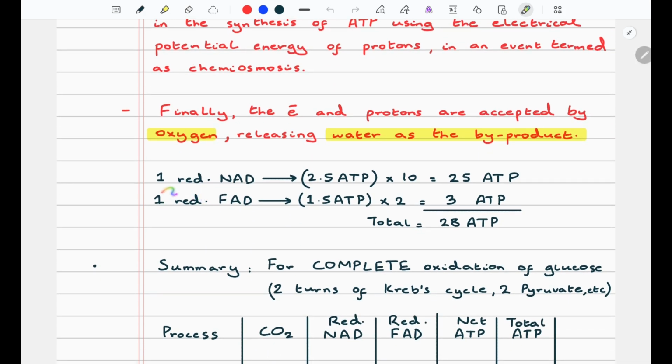Also keep this in mind, one reduced NAD releases 2.5 ATP, multiplied by 10, which is the total reduced NAD in the entire aerobic respiration, counting glycolysis and Krebs cycle, which comes up to 25 ATP. And one reduced FAD produces 1.5 ATP, multiplied by 2, because only 2 reduced FAD are released during Krebs cycle, which forms 3 ATP. Hence the total ATP formed from ETC is 28 ATP.